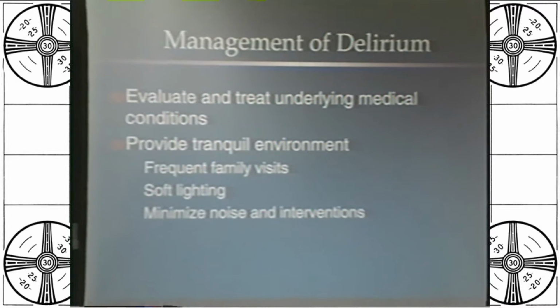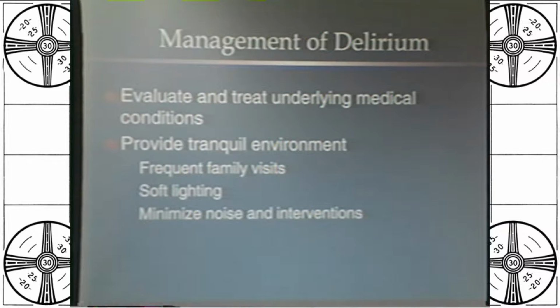The first is to evaluate and manage the multiple interacting medical conditions that are usually causing the delirium. Second is to provide a tranquil environment. The thing that's probably most useful is actually having somebody who knows the patient stay with them all the time. If that's not possible, some hospitals actually hire private duty sitters to sit with delirious patients and be there all the time, which is considered appropriate care for them. Many places we don't and can't do that, even though we probably should.